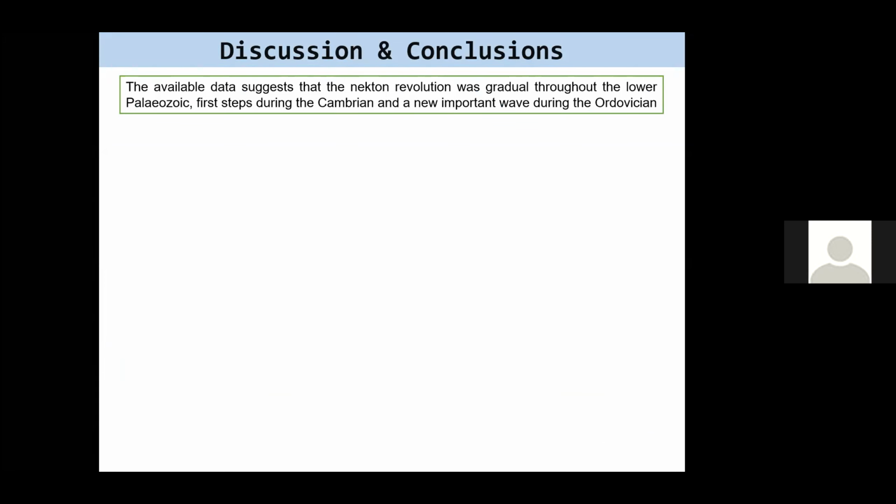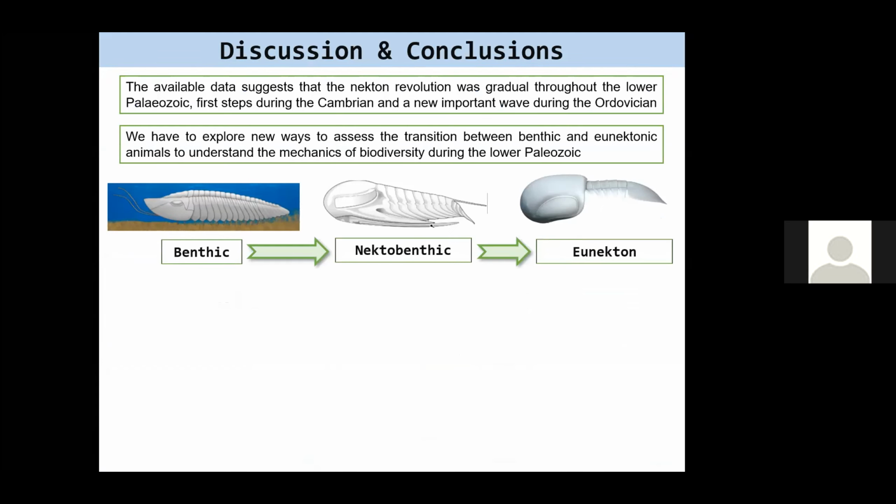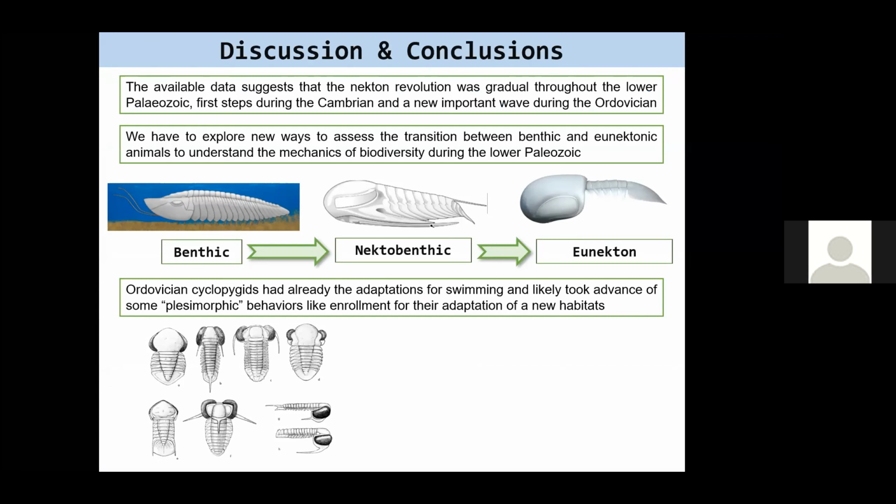So, just to conclude, some discussion and conclusions: the available data suggests that the nekton revolution was gradual throughout the lower Paleozoic, with first steps during the Cambrian and a new important wave during the Ordovician. I think we have to explore new ways to assess the transition between benthic and eunektonic animals to understand the mechanisms of biodiversity during the lower Paleozoic. This is something that we have to face in the following years. Ordovician trilobites already have the adaptation, so how they arrive, how forms change in the upper Ordovician and lower Ordovician, and it will be really nice to analyze other forms.